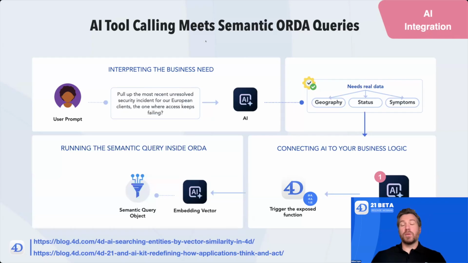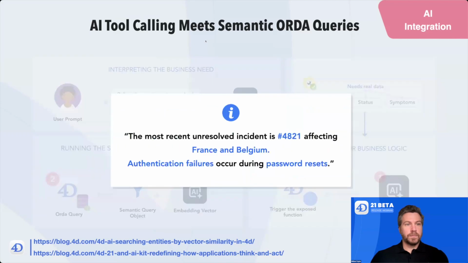Semantic queries resolve this gap by turning that description into the closest match within your ORDA model. The model creates an embedding from the prompt. Thanks to this vector, you can build a semantic query object that carries the meaning of your request. That object is then placed directly into your ORDA query along with your traditional filters. Yes, you heard it correctly: ORDA now supports semantic queries. And that's the value there.